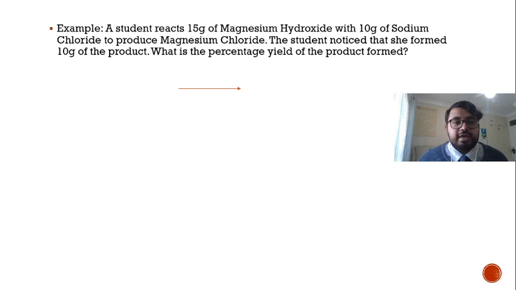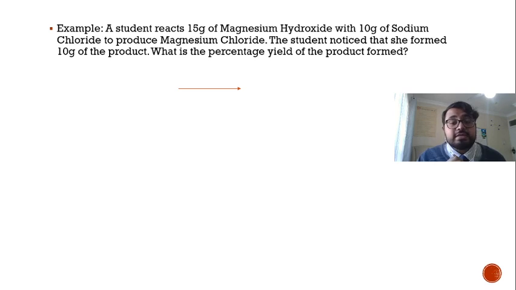So we're going to look at an example. Example says a student reacts 15 grams of magnesium hydroxide with 10 grams of sodium chloride to produce magnesium chloride. The student noted formed 10 grams of product. What is the percentage yield of the product formed?